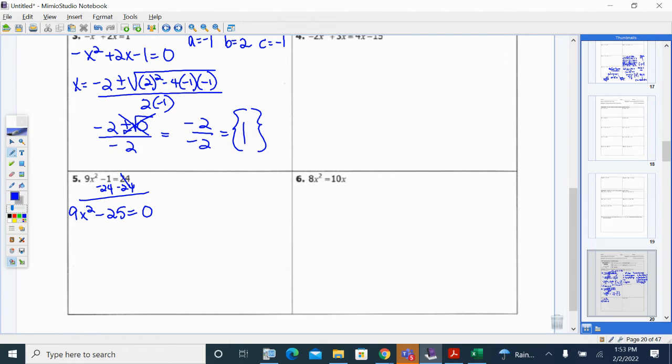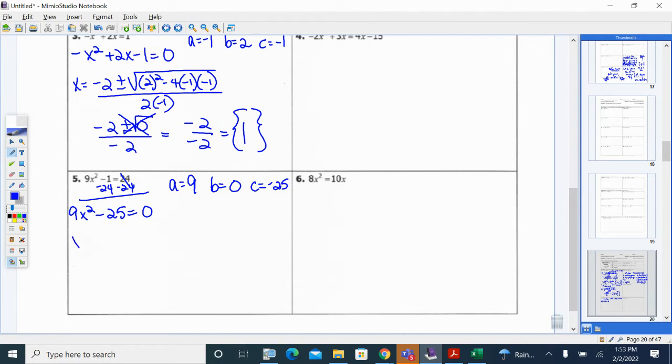I'm going to show you quadratic formula because that's the lesson that we're on. But if I were working this problem, I would not use the quadratic formula. You could solve this one by factoring. And then there's also another method that I'm going to teach you later on in this chapter that would actually be even easier. But I'm going to show you quadratic formula for right now. Ax squared, so A is 9. There is no B, so I'm going to substitute a 0. And C is negative 25.